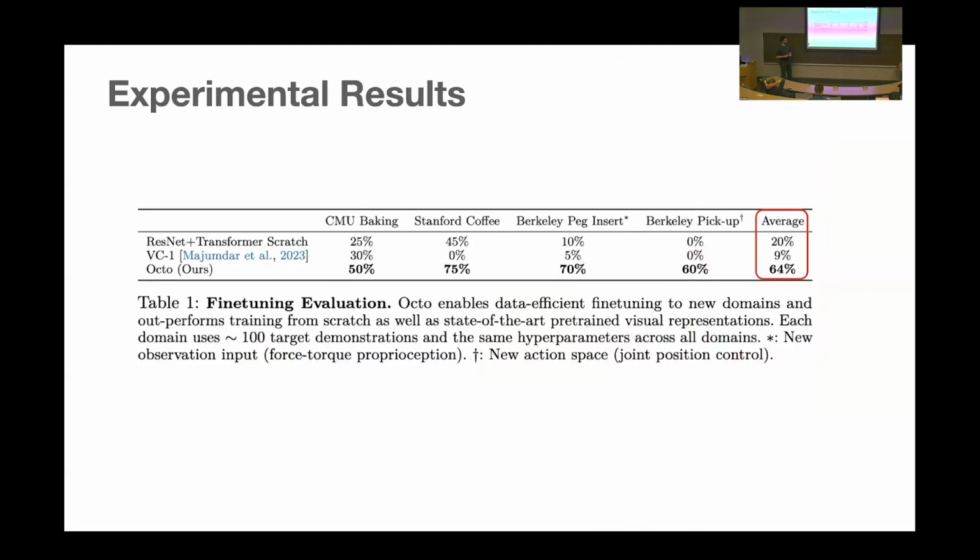Okay, we tried to do the fine-tuning stuff a little bit too. So here we basically compare Octo to some pre-trained internet representation, and also try to train from scratch. And we also evaluate on some scenarios where you try to have a new action space or you're trying to have a new observation fed into your network and fine-tune with that. And generally it seemed to improve the performance somewhat.